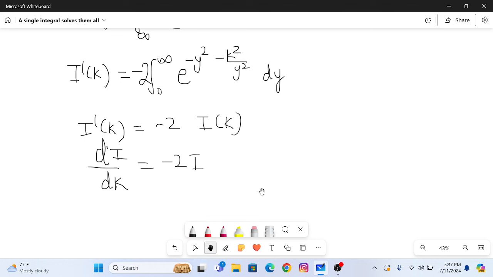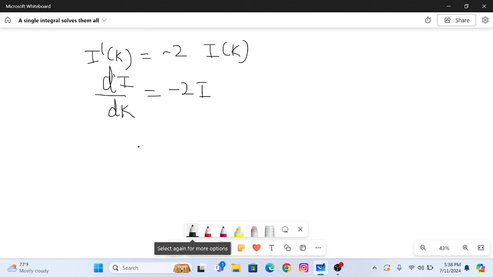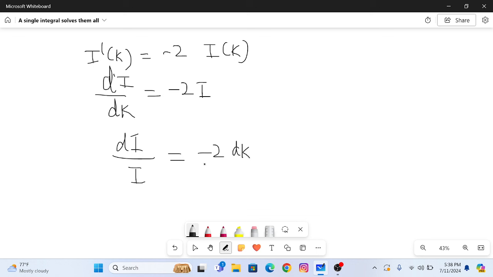Now let me make use of the variable separation method to solve this differential equation. We have dI by I is equal to minus 2 times dk. Now if we integrate both sides, we will get ln of I as minus 2k plus c. Now we want to find the value of the constant.